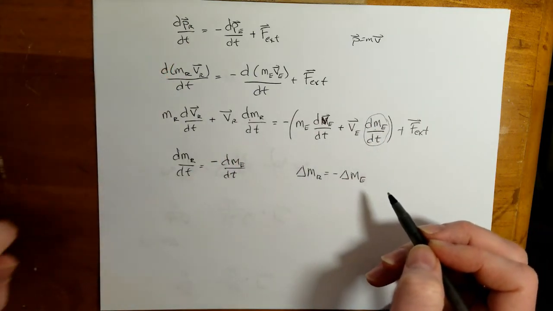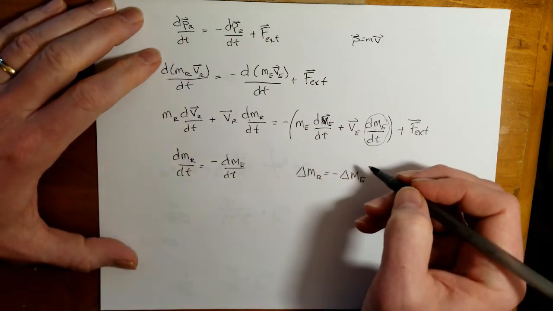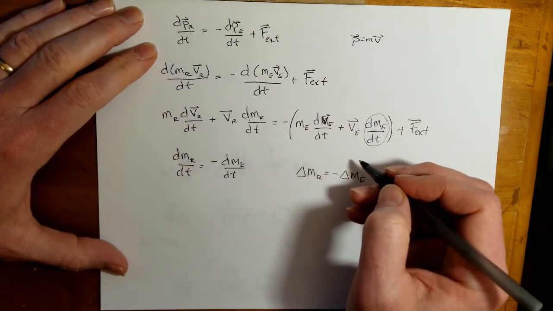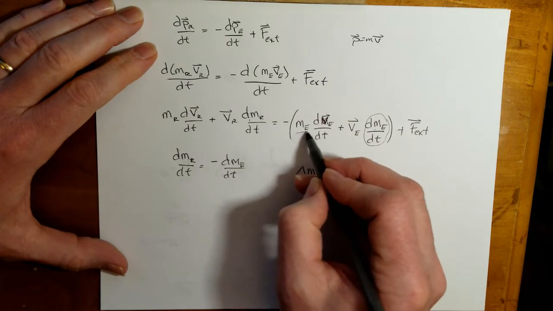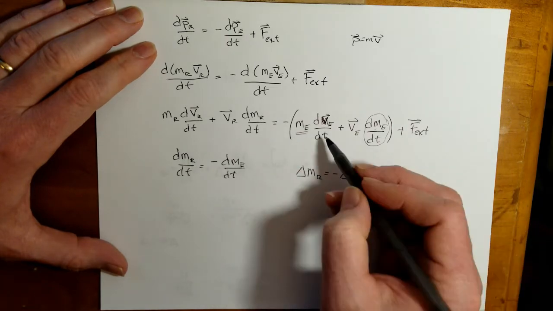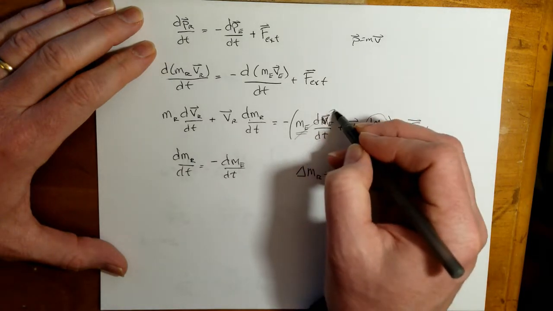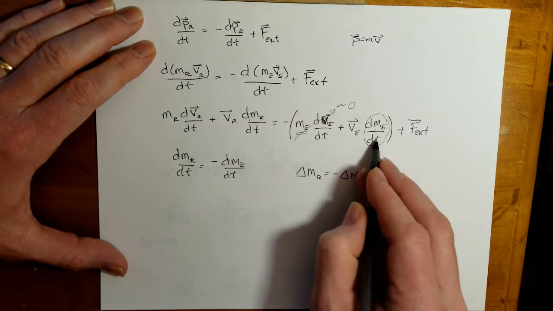Also, generally, when we're talking about a rocket problem, what is being shot out the back is small in comparison to the mass of the rocket. And so this right here is a very tiny number. Therefore, this is close enough to 0. This is the negative of that.